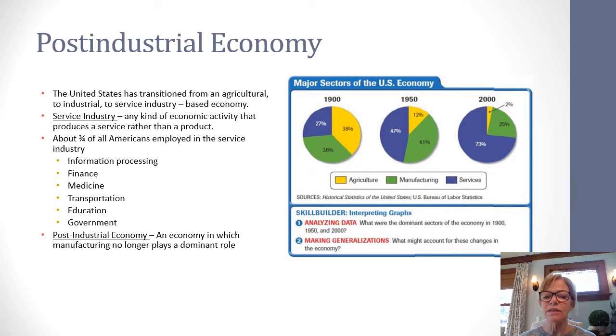So again, this is the same image I showed before, where it started out where more people were involved in agriculture. Now agriculture only makes up 2% of the industry, people, what they work in now, whereas before it was like 27% in service industries. Now it's almost 3/4 of our population.